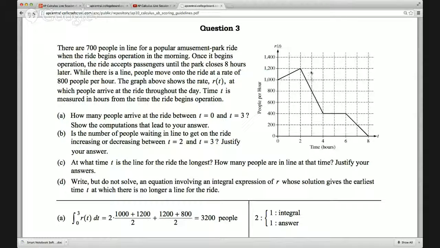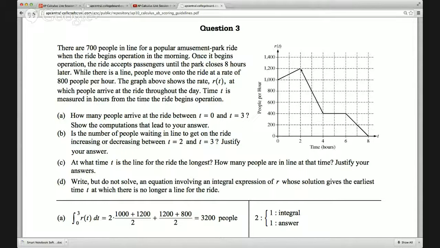So I'm going to think about it as one big rectangle, and then I'm going to subtract off these two triangles. So one big rectangle, we have a height of 1,200 and a base of 3. So that's 3,600. And then this little triangle here has a base of 2 and a height of 200. And this little triangle here has a, let's do this one. Height of 100, base of 2.